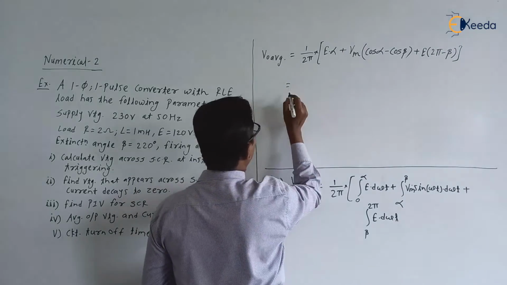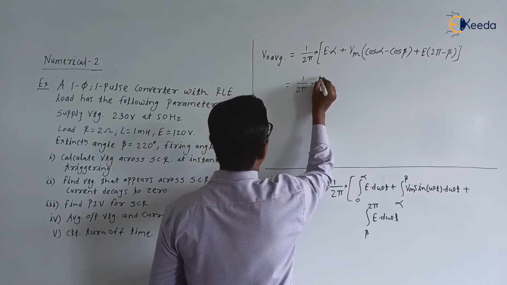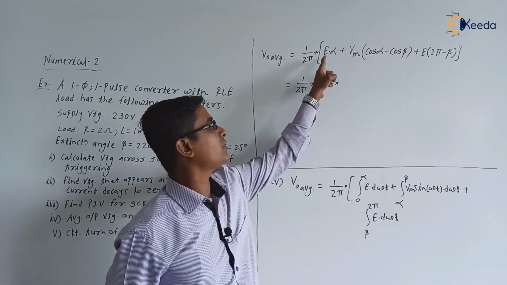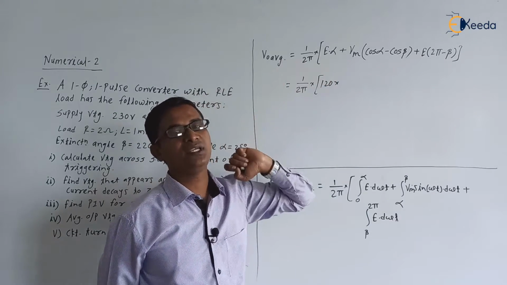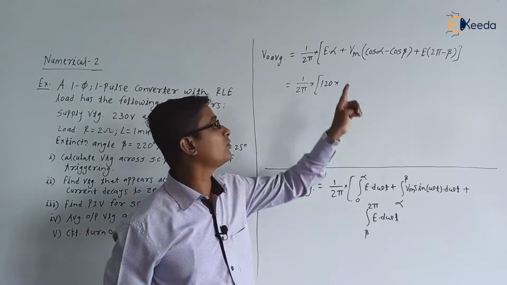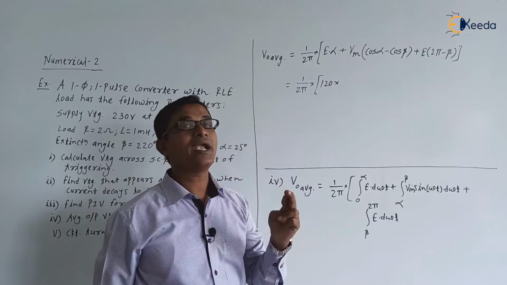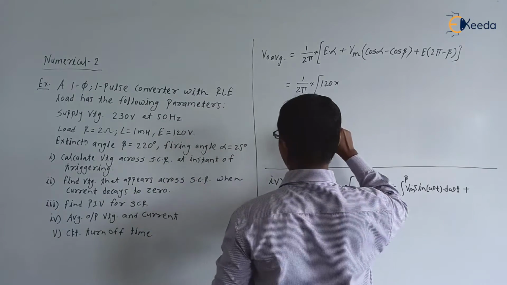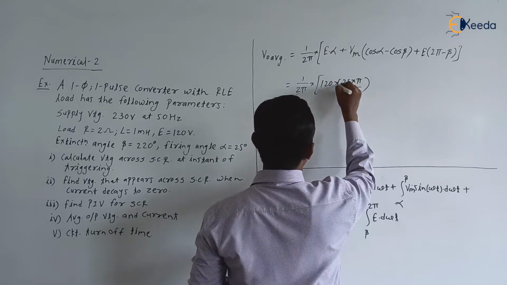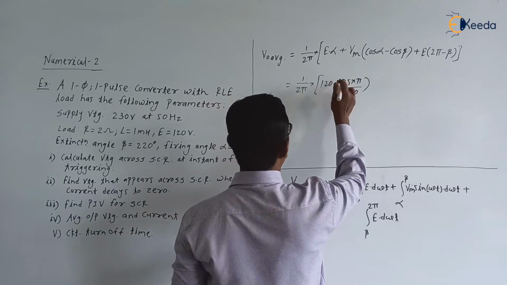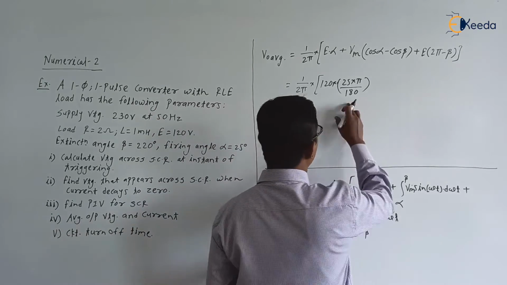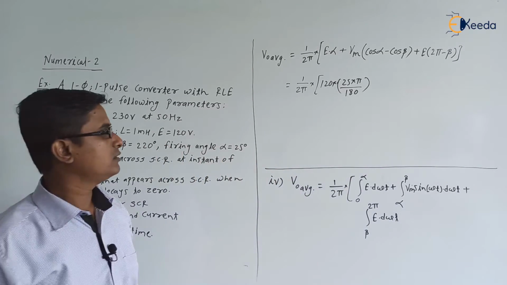So from this we can write it as 1 upon 2 pi into E, which is 120, into alpha, right? Please be careful here, alpha is multiplied with E. Here, is alpha present after the trigonometric term? No. So here we need to consider alpha, that is an angle, in radian only. So it is 25 into pi upon 180. Is this clear? So degree to radian, 25 into pi upon 180. Are you getting the point? So you can convert degree to radian.